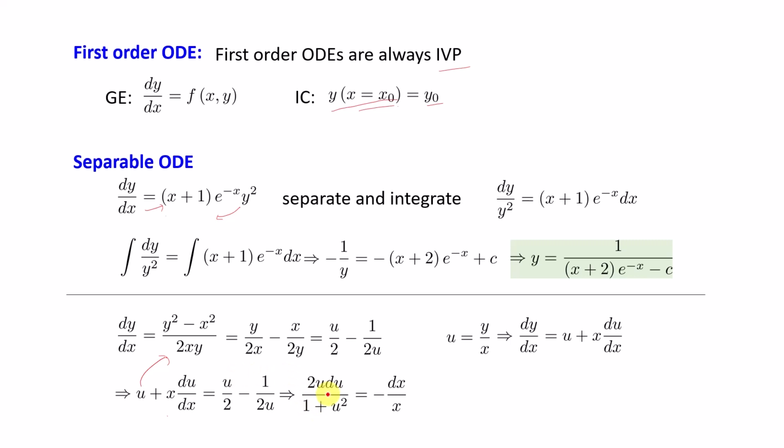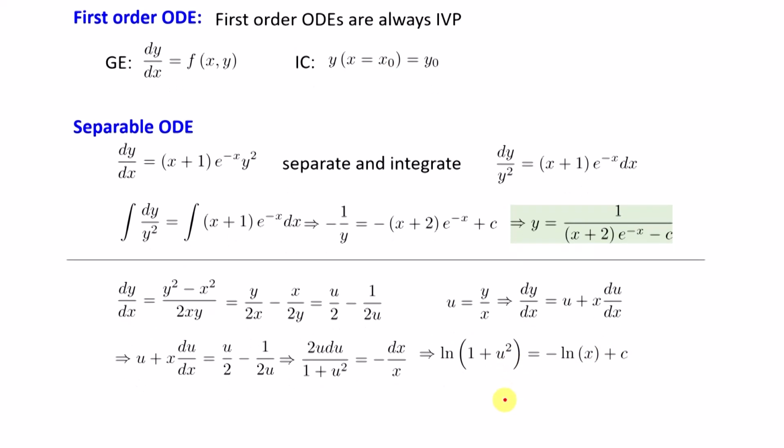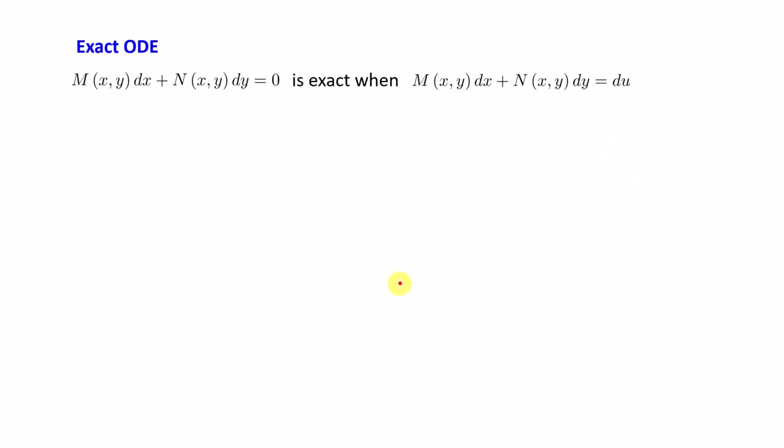and then separating it, I can see that now I have 2u du/(1 + u²) = -dx/x, so it is separated. And we can continue with the integral. It gives us log(1 + u²) = -log x + c, and then of course in place of u, I can write y/x.